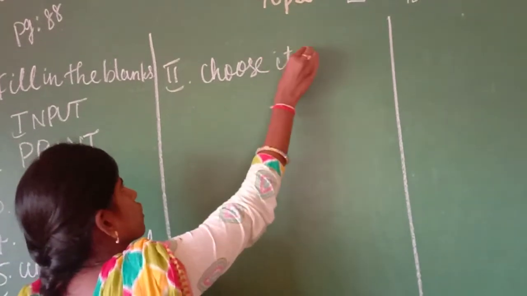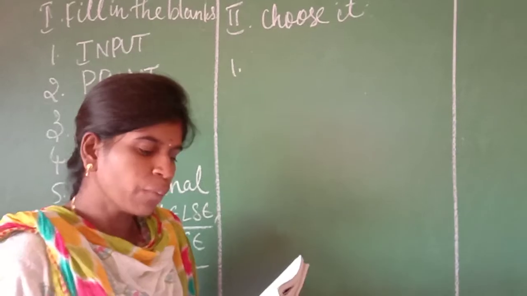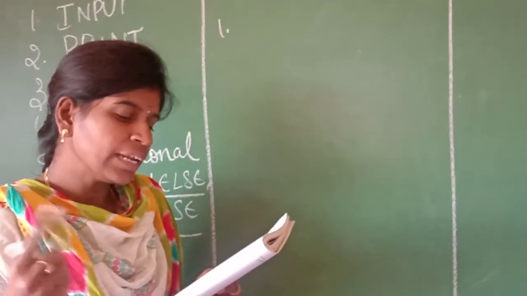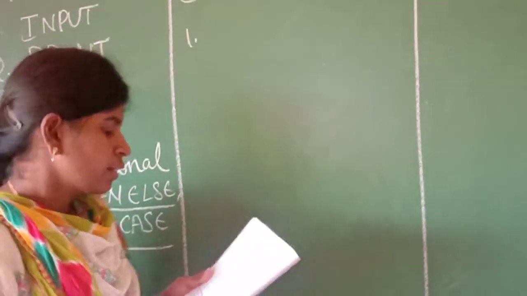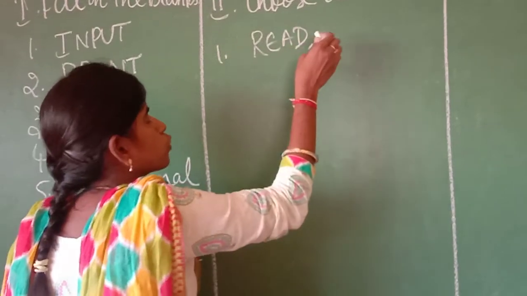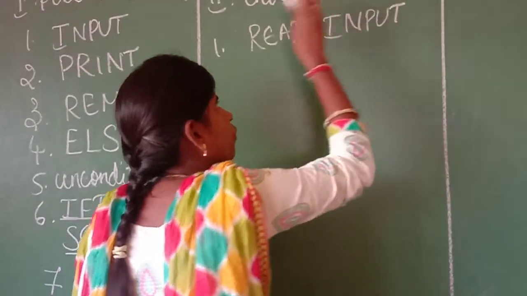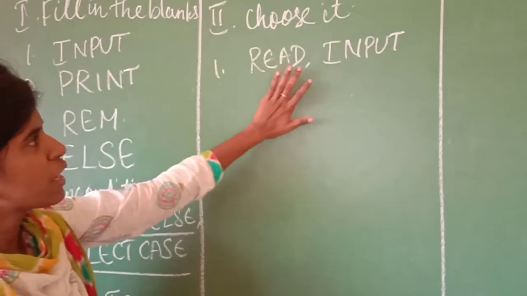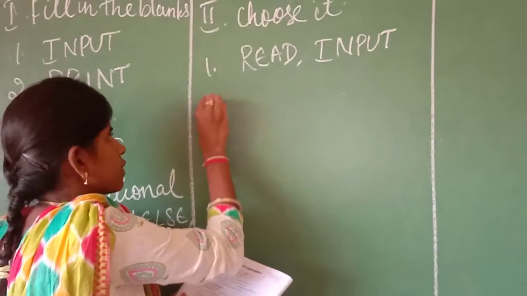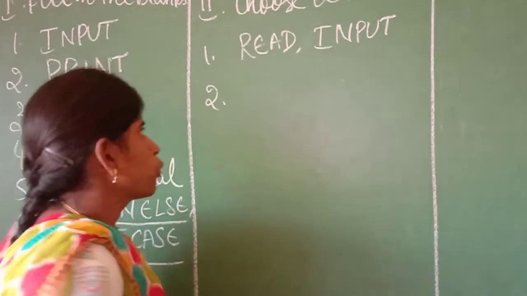I write choose it here. Okay. First one, there can be any number of dash and dash statements. Read and input, read and data, read and end. We need read and input. So we can have any number of values for reading and any number of values for giving the input. Next, second one, dash statement denotes the end of the program.